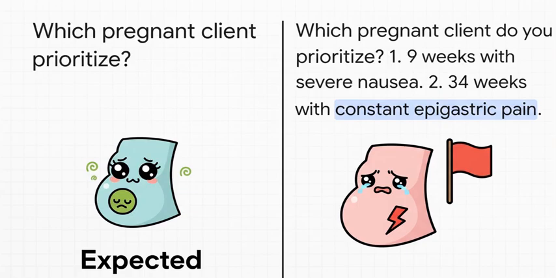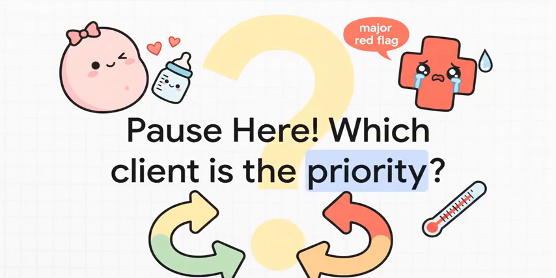Okay, let's try an OB question. Who do you prioritize? A client at 9 weeks gestation with severe nausea, or a client who is much further along at 34 weeks with nausea and constant epigastric pain? Pause here for a moment. What's an expected finding versus what's a major red flag in pregnancy?